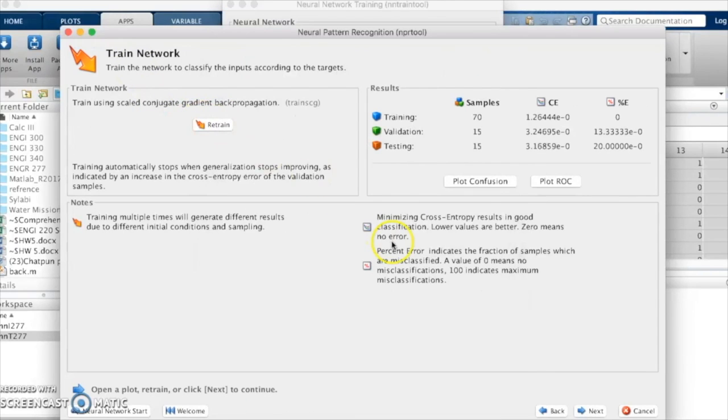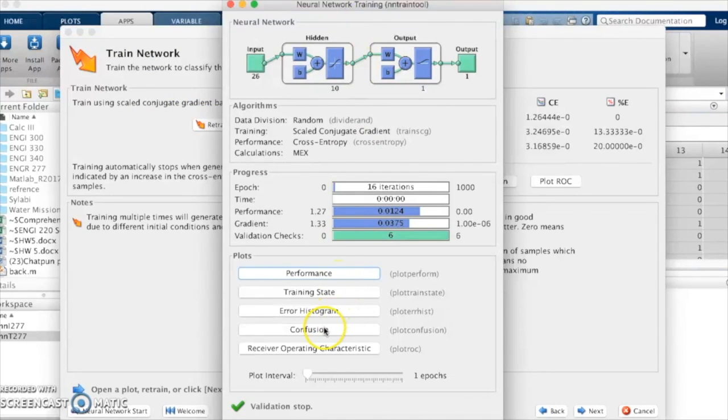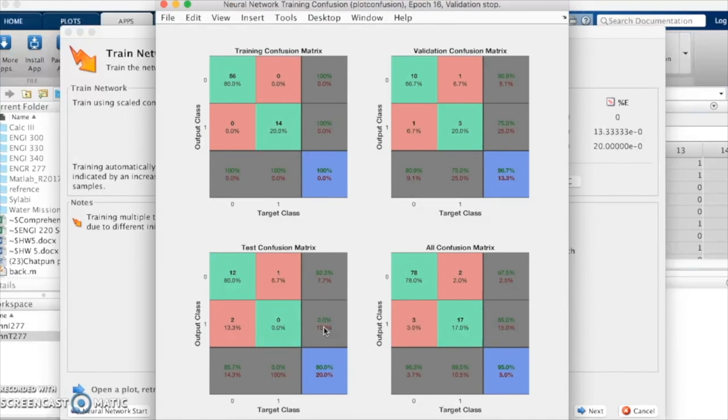A confusion matrix is a summary of prediction results on a classification problem. The number of correct and incorrect predictions are summarized with count values and broken down by each class. This being said, you can see here that our confusion matrix shows us that the test set is predicted correctly 80% of the time, which means the neural network is significantly reliable.